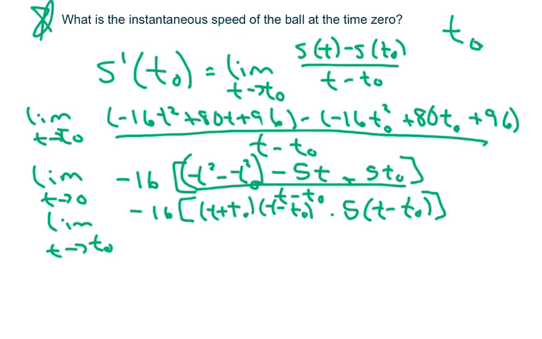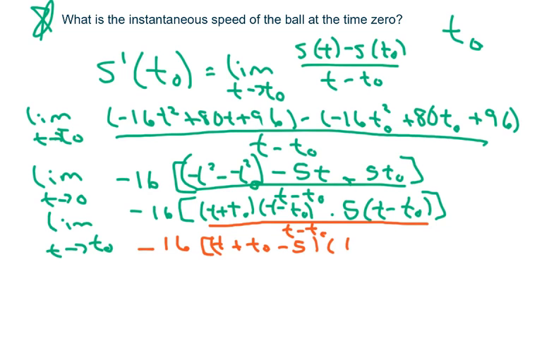Now, let me get a different color. Now I'm going to factor by grouping, and I get negative 16, again, this is all over t minus t0. So negative 16 times t plus t0 minus 5 times t minus t0, all over t minus t0. So I'm going to cancel this out.